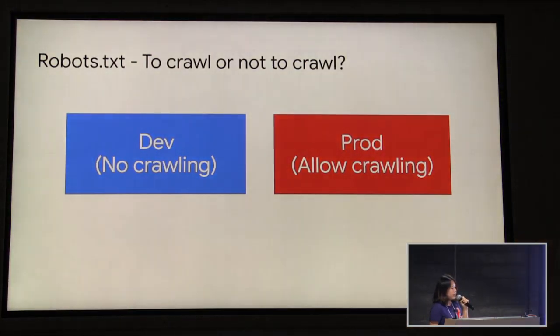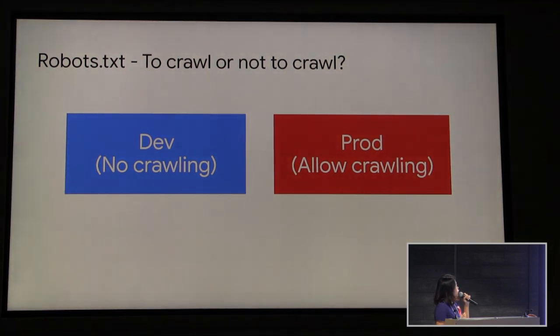Okay, and in our website, we need robots.txt. You can have custom configurations in robots.txt to instruct how you want the bots to crawl your page. So in our website, we have development versions and we have a production version. In the development version, we don't want the Googlebot to crawl our website. And in production, we want it to crawl.